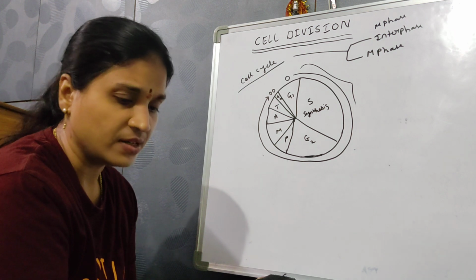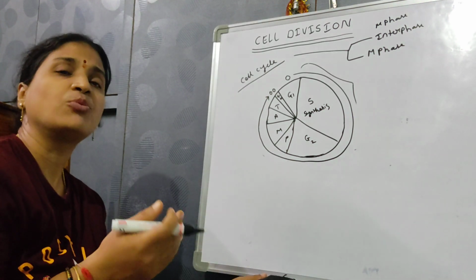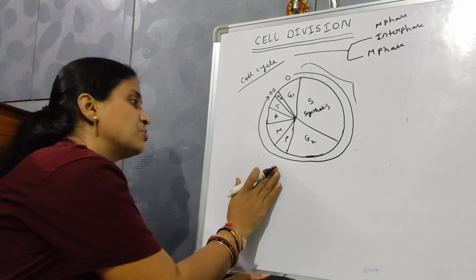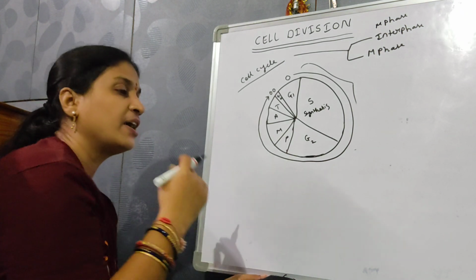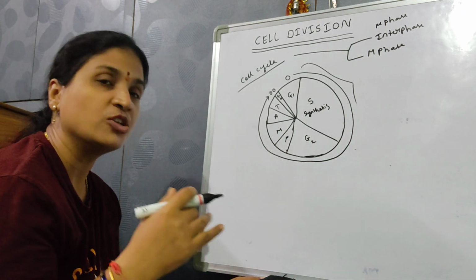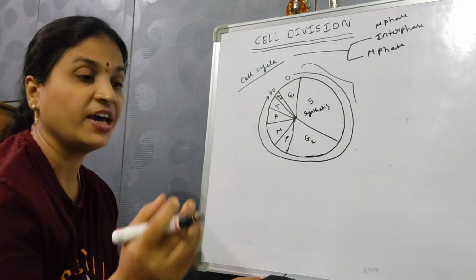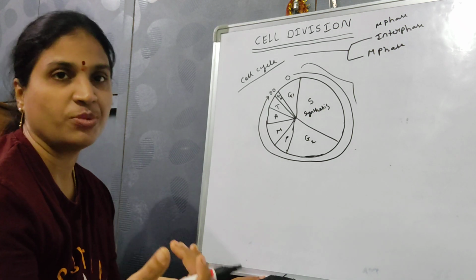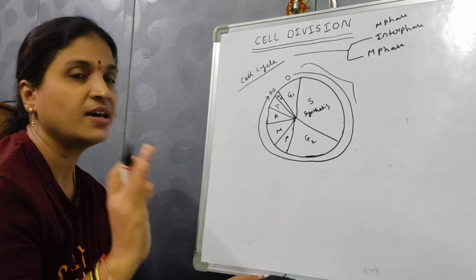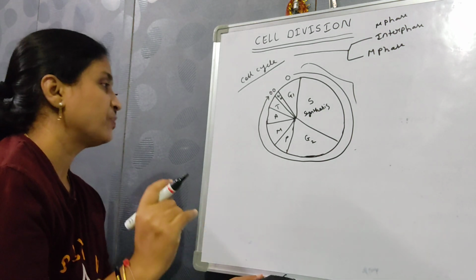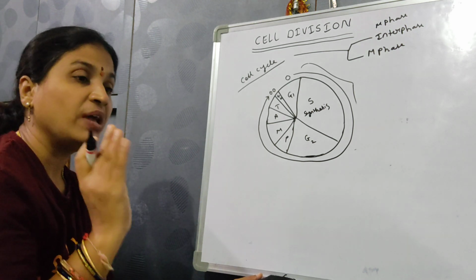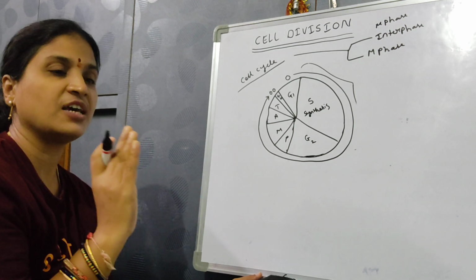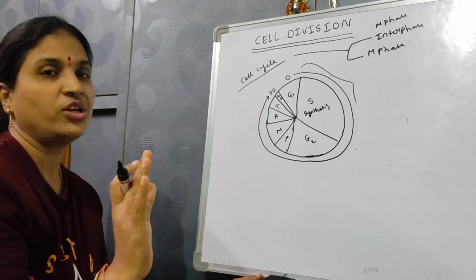This mitosis division is going to take place both in diploid and haploid cells. If the cells are diploid, the daughter cells are also going to be diploid. If the parental cells are haploid, the daughter cells are going to be haploid. So in both the cases, the mitosis is going to take place. Then they are going to maintain the genetic constitution. Whatever genetic constitution is in the parental cell, the same constitution will be present in the daughter cells also.